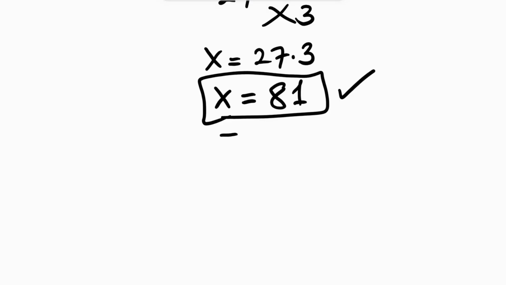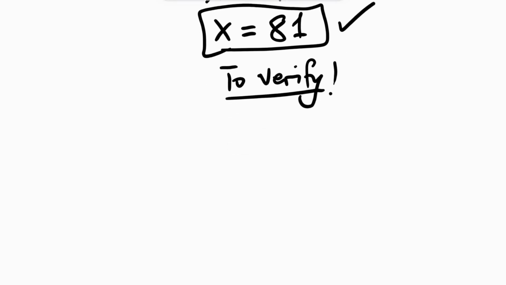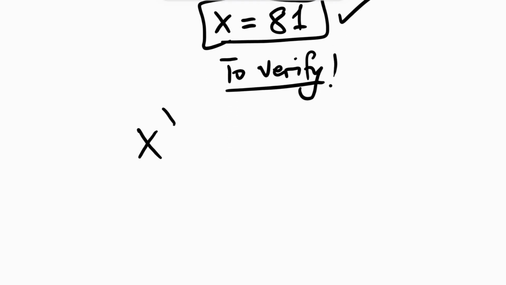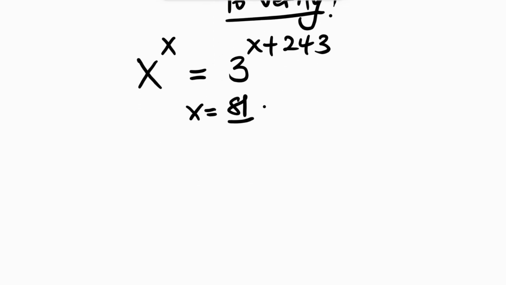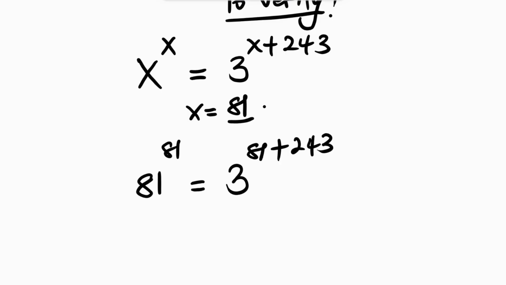But we're not going to stop here. We're going to verify this answer just to make sure that it is the right answer. Our question earlier states that x raised to the power x is equal to 3 raised to the power x plus 243. Now, if we plug in 81 wherever we find x, we now have 81 raised to the power 81 equals 3 raised to the power 81 plus 243.